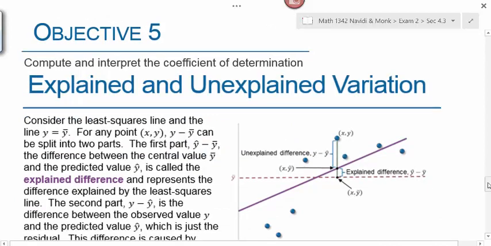The last objective, I believe, is objective 5, and that is to compute and interpret the coefficient of determination. This is another variable that we get whenever we do the analysis on our calculator for the least squares regression. This is the R squared. R, remember, was our correlation coefficient. The coefficient of determination is R squared.